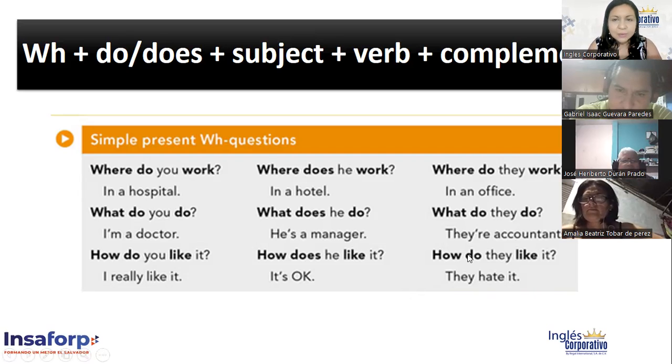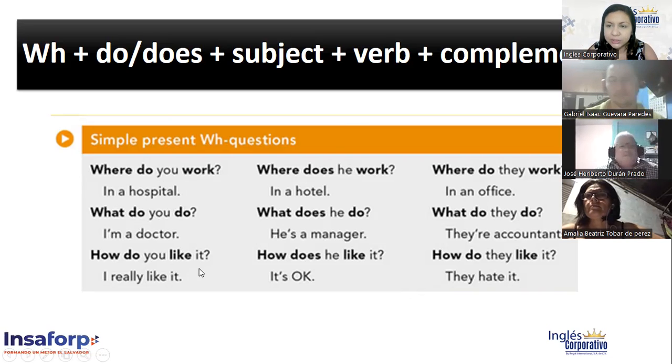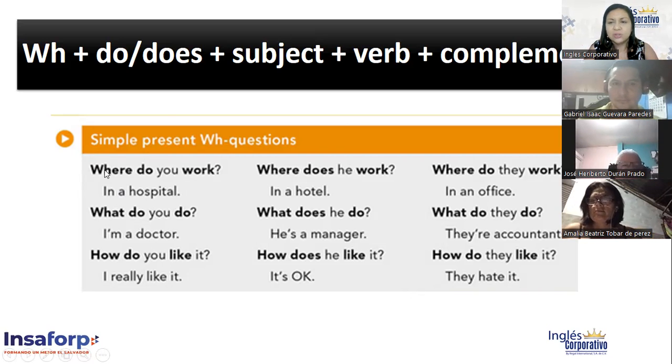Good. So, guys, I would like you to practice the three questions. Where do you work? What do you do? And how do you like it? But with your own information, with your personal information. So please copy the three questions. Where do you work? What do you do? And how do you like it? You will work in groups and you are going to practice these questions. Ready? If not, I'm going to share with you this slide. Don't worry. But I need to make the groups.